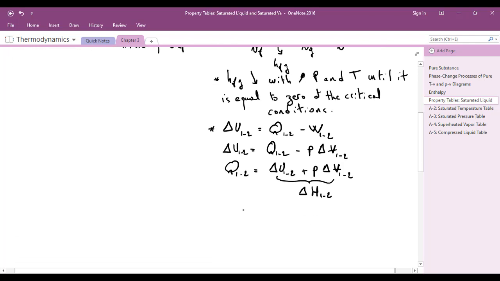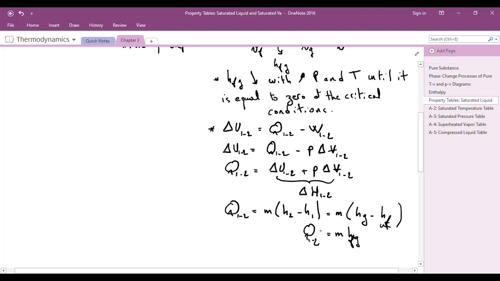So the heat input in this case is m times (H2 minus H1), and H2 corresponds to the saturated vapor state Hg and H1 corresponds to the saturated liquid state Hf. So this will be equal to Hfg. So the heat input in this case is proportional to Hfg, which is the latent heat of vaporization.